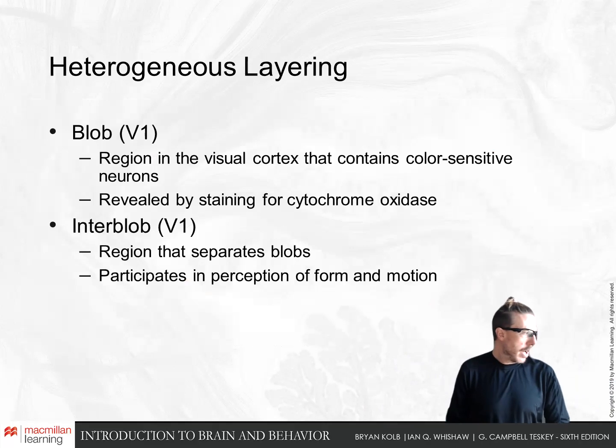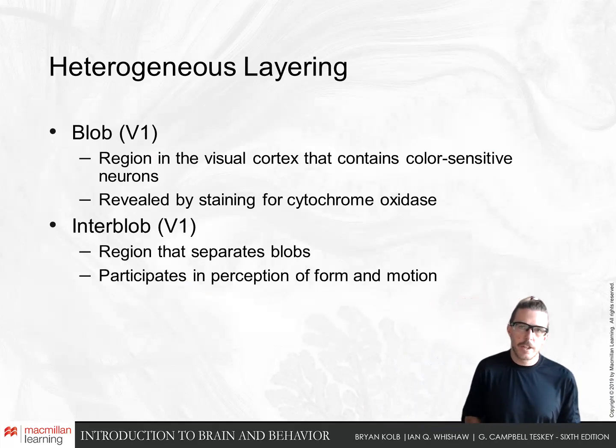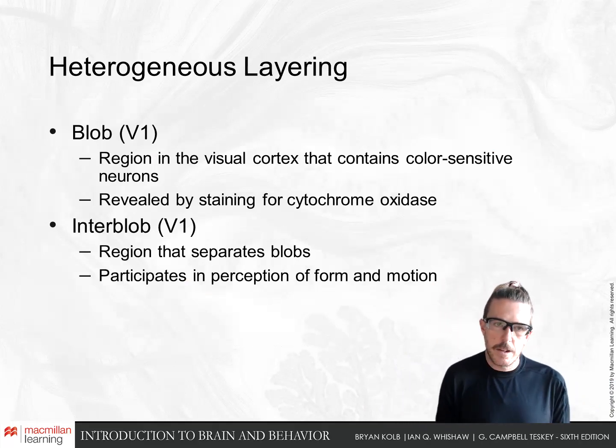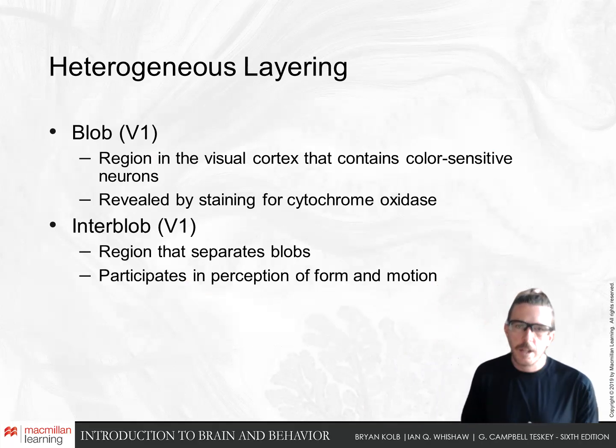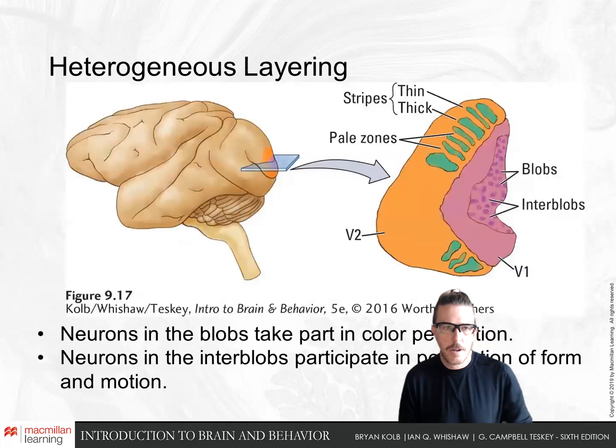If we look through a microscope at a slice of V1, we see blobs, small regions that contain color-sensitive neurons, and interblobs, or regions that separate these blobs. And so the blobs are where the color information from our parvocellular pathway is ending up, and the interblob regions have more information from the magnocellular pathway about form and motion.